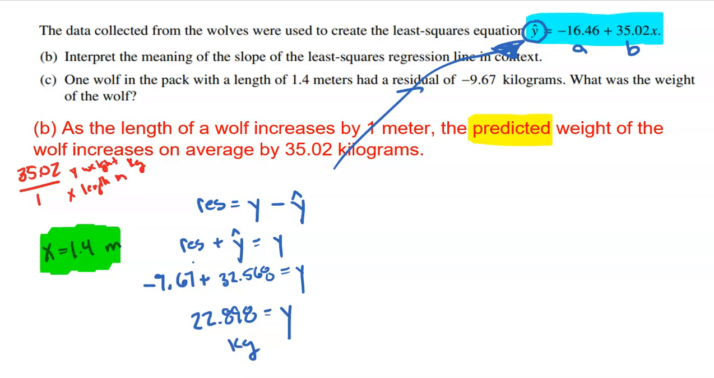Again, I think it was pretty simple, just really making sure that you understand what positive, linear, and strong mean, and how to interpret slope, and then again, how to actually work with residual values. Not overly difficult. Hopefully you find it a pretty easy problem, and you can score a pretty good score on it.